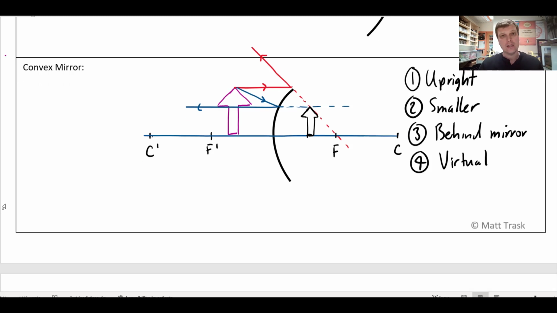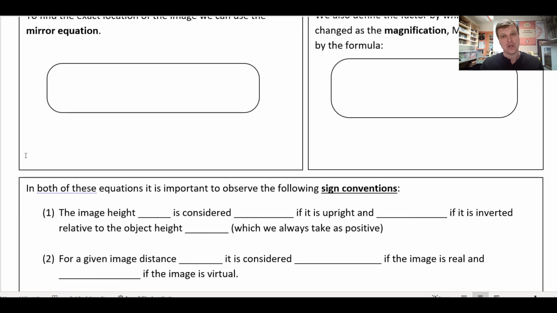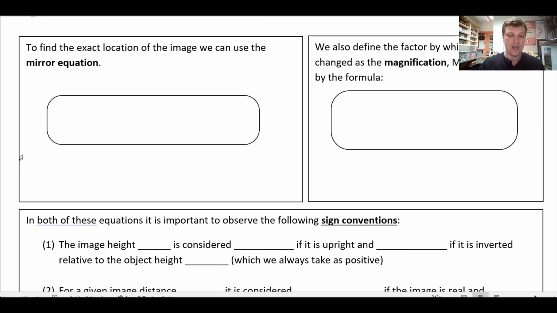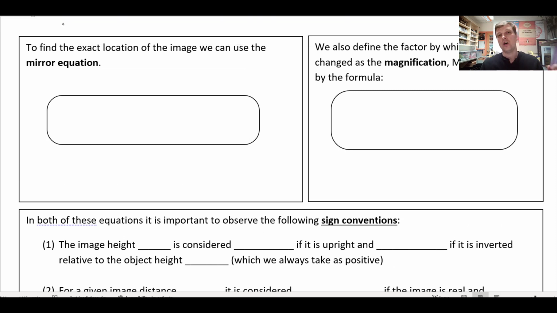There is another way to make predictions about what the image is going to look like when I look at it in a curved mirror. And we can use the so-called mirror equation to do that. And the mirror equation looks like this.